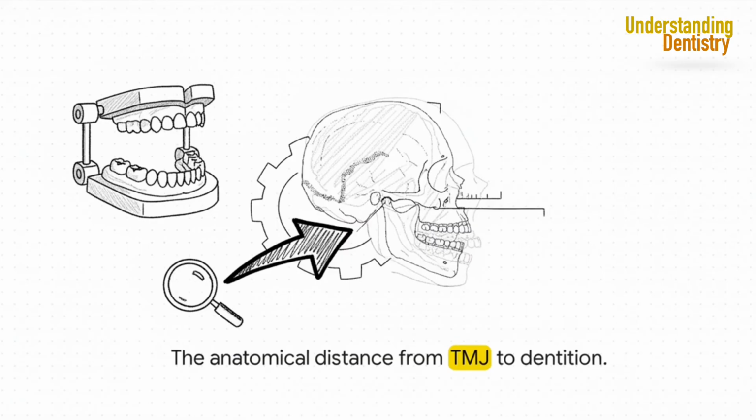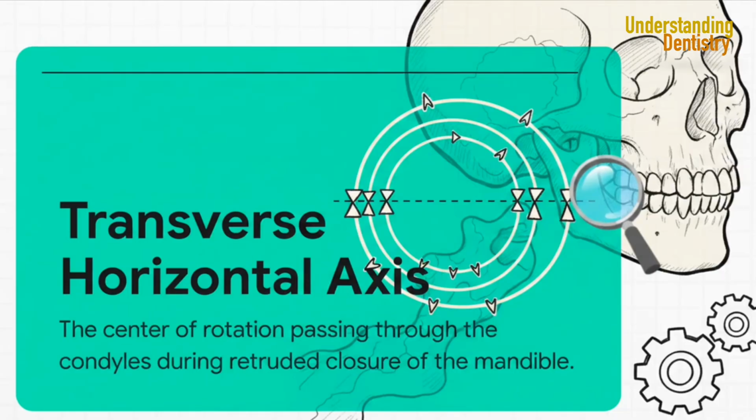Notice the specific physical distance between the temporomandibular joint, the TMJ, and the dentition itself. That exact distance serves as our biological baseline. If our mechanical instrument doesn't respect that specific spatial relationship, literally everything we build on it is going to be fundamentally flawed. Now, when the jaw opens and closes, it rotates around a very specific imaginary line called the transverse horizontal axis, or the THA. Replicating this exact hinge axis is vital.